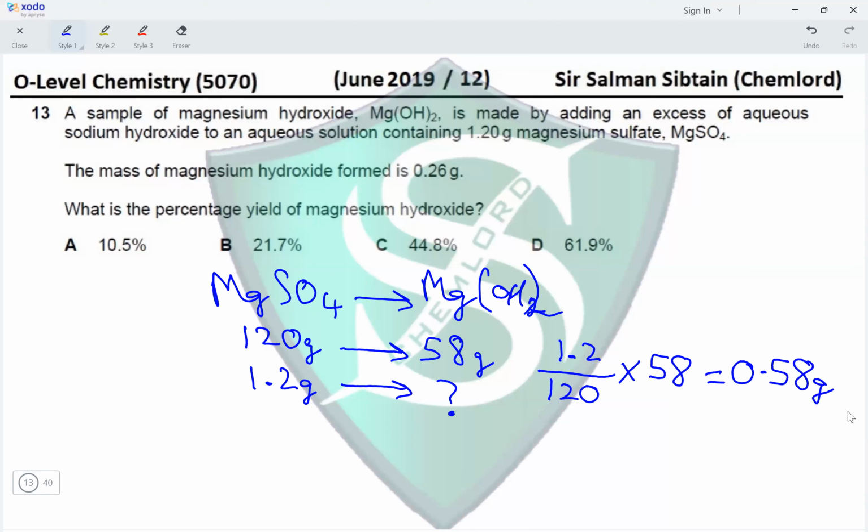However, the question tells us that the mass of magnesium hydroxide that is formed is 0.26 grams. So we have 0.26 grams being produced out of 0.58 grams that was supposed to be produced. And when we multiply this ratio by 100, we get a percentage yield of 44.83%. So this makes option C the correct option for this question.